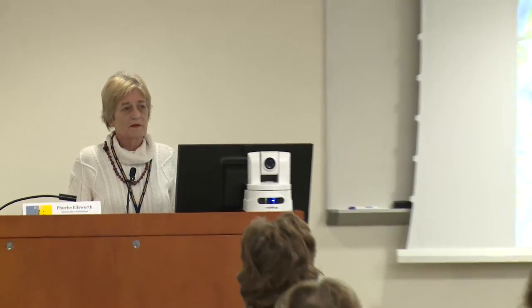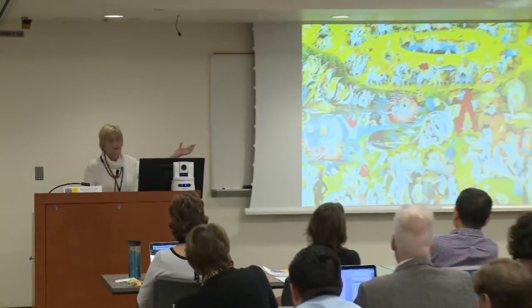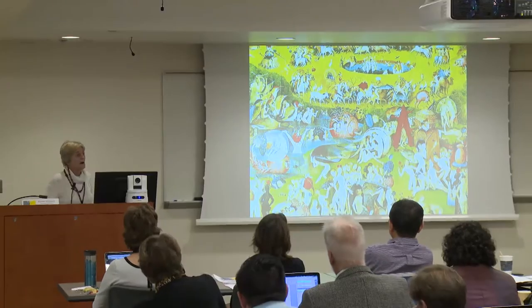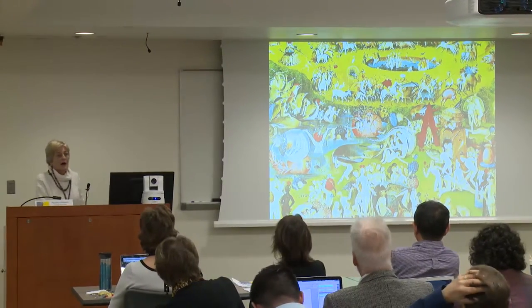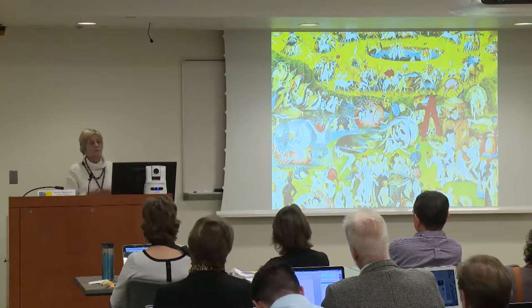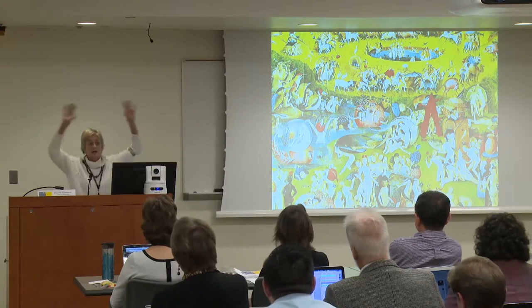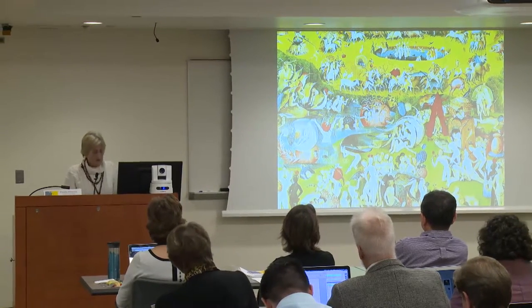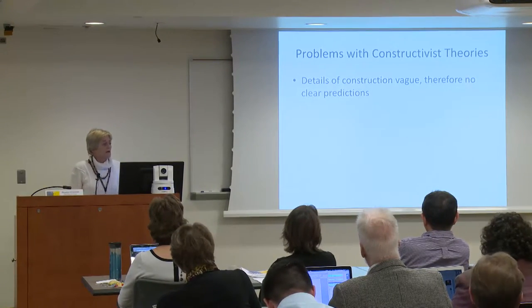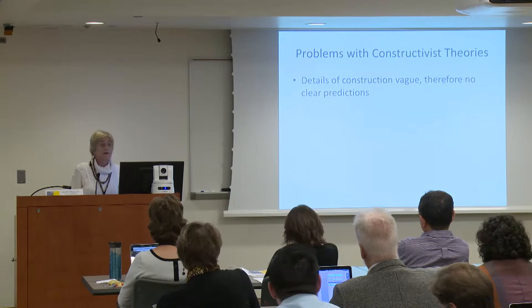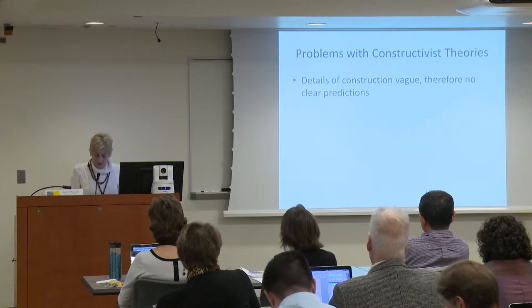Okay, the problem with constructivist theories is, here's the context. What is the person feeling? There's an awful lot going on. You don't actually get to the feeling by just having this huge concept of the context. So basically, the details of the construction, how you construct, are very vague, and therefore there's no clear predictions.